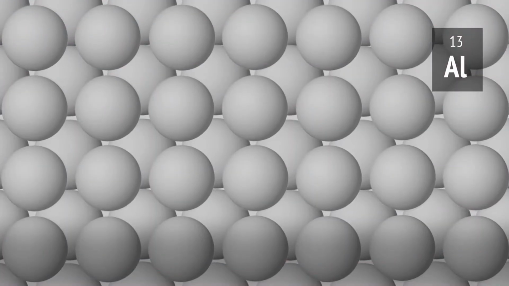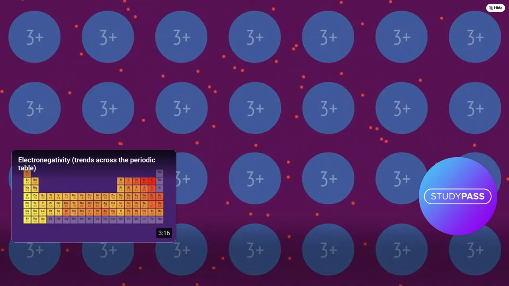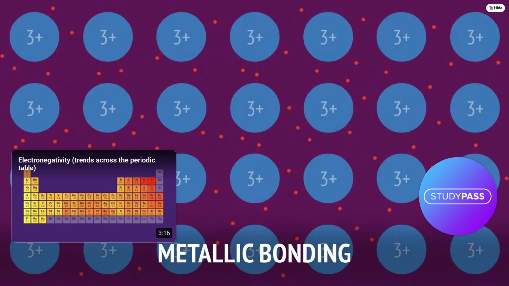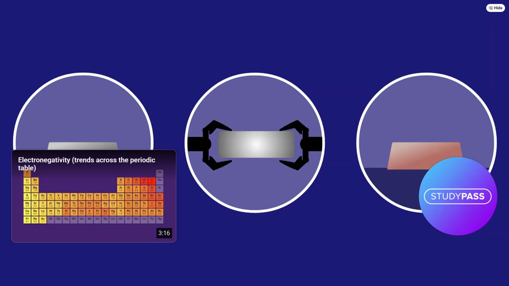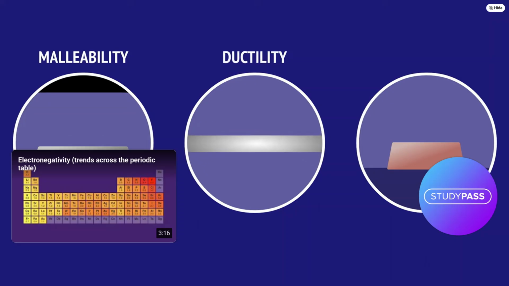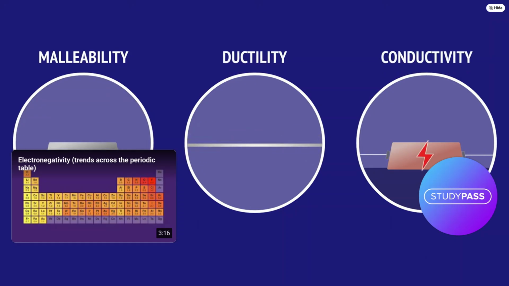So, in this video we've explored the bonding between metal atoms, seeing how the free electrons in the structure are attracted to the positive nuclei. We've also seen why the strength of this bonding varies in different metals. In other videos, we'll show how this bonding explains the properties of metals, like malleability, ductility, and conductivity.